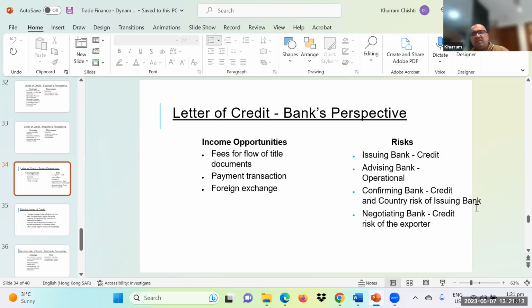Now JP Morgan has taken the risk for credit. NBF could default, and nowadays we have banks defaulting as well. And country risk, because UAE is a different country, they also take the risk of the country.